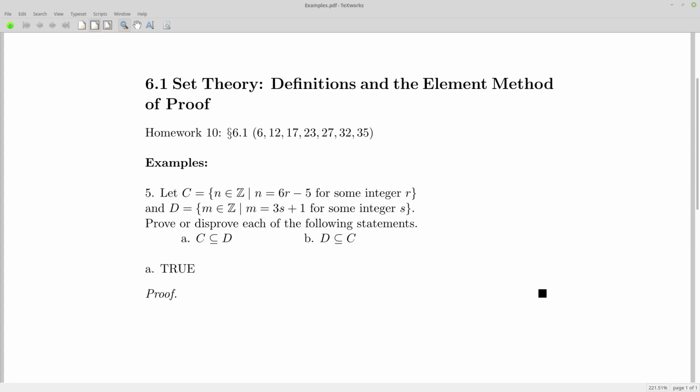Since we're trying to establish that C is a subset of D, that C, the smaller set, needs to be somehow inside of D, what we're going to do each and every time with such a proof is start with an arbitrary element of that smaller set. You can use whatever variable you like. Here I chose the letter x, but we need to let x be an arbitrary element of C. Now, by the definition of C, what does that mean? That means that x has a particular format. In particular, it's 6r minus 5, where r is some integer. We don't necessarily know what r is, but we know that there is some r that makes that true.